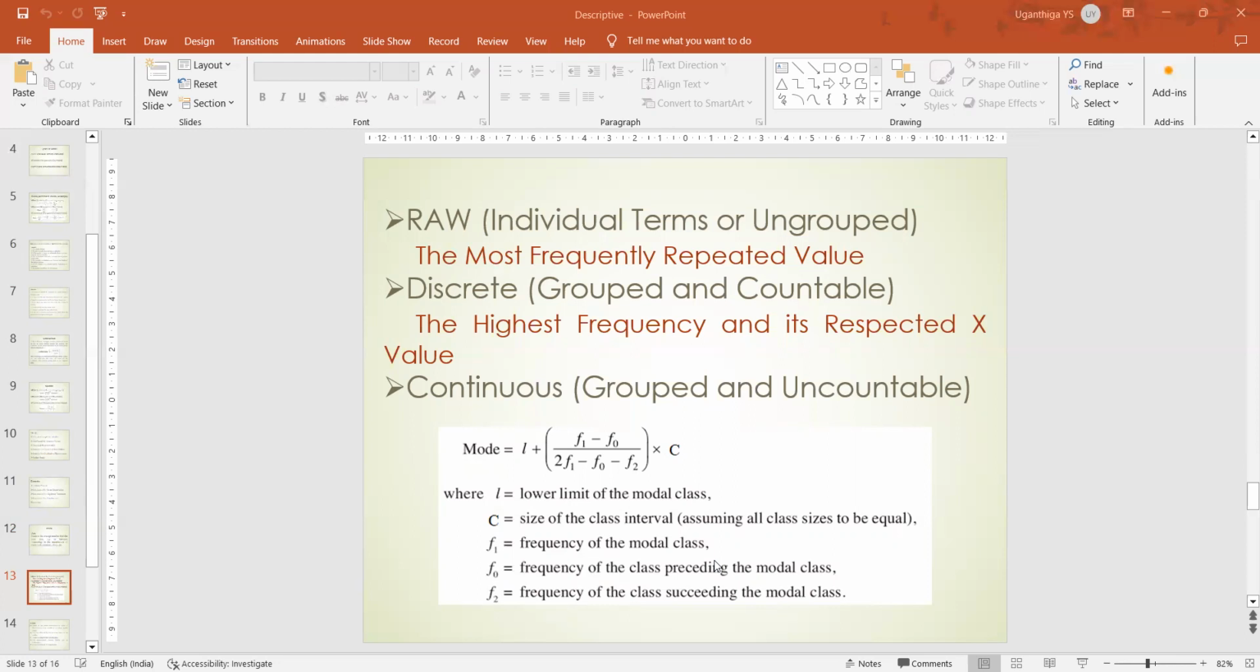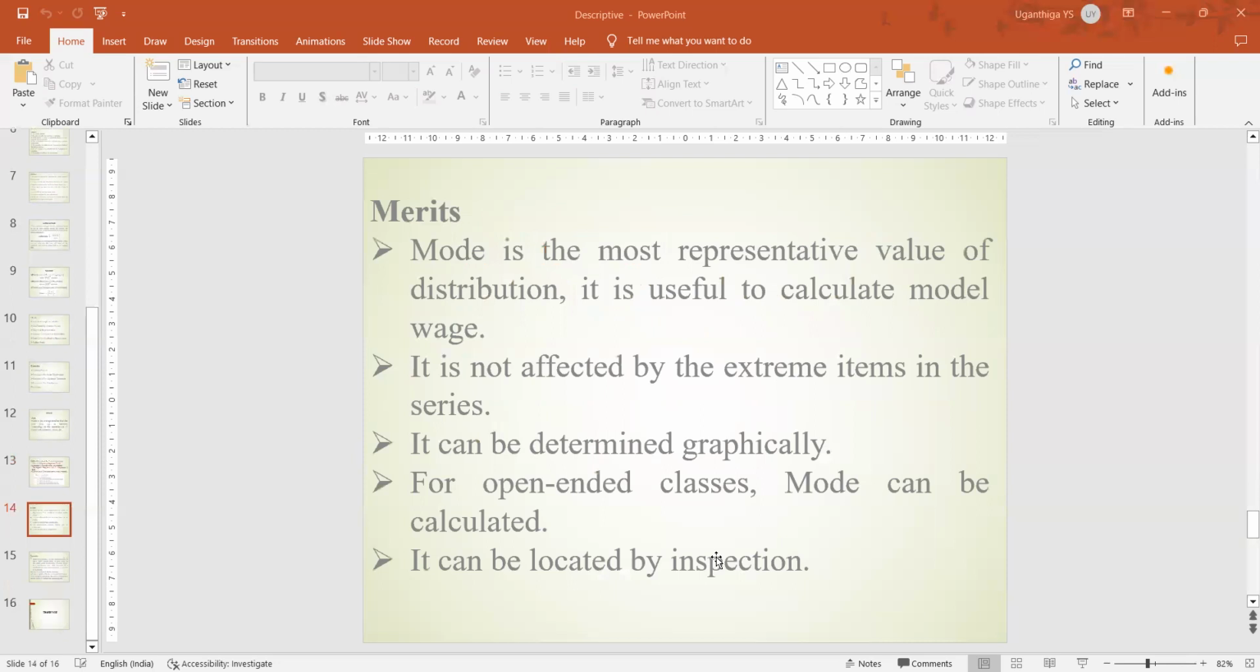Then for the continuous series, we have a separate formula: L plus (F1 minus F0) divided by (2 F1 minus F0 minus F2) into C. Here F1 is the modal class frequency, F0 is the frequency preceding the modal class, and F2 is the frequency succeeding the modal class. C is the width of the class interval. L is the lower limit of the modal class.